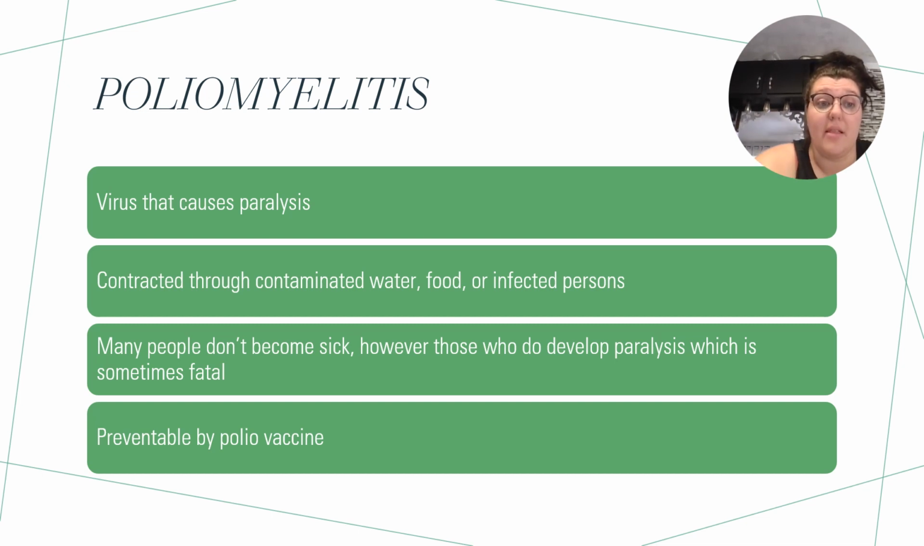Next, we have poliomyelitis. So this is a virus that causes paralysis. You can contract it through contaminated water, food, or other infected people. Many people don't usually become sick with poliomyelitis, but those who do usually develop paralysis, and it is sometimes fatal. So it's actually preventable by the polio vaccine.